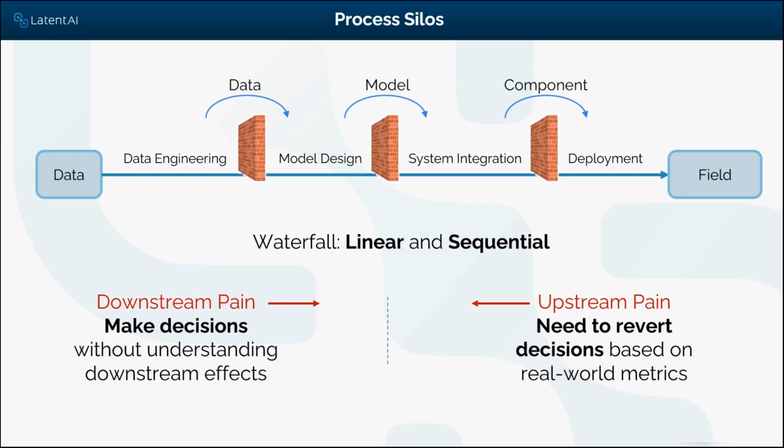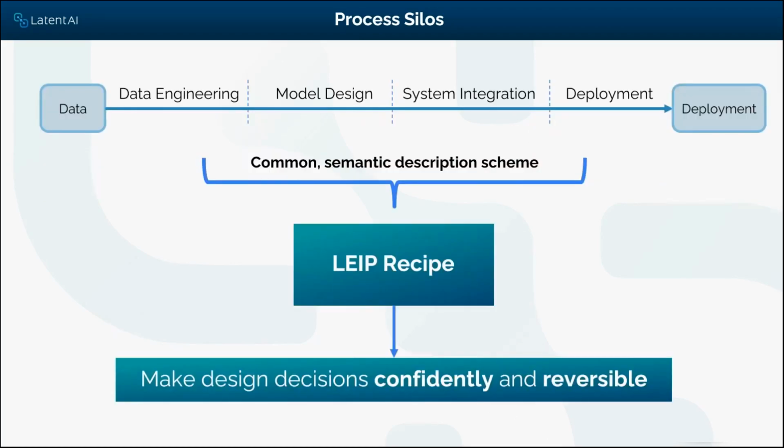How can you improve this interplay of different silos, perspectives, and responsibilities? How do you make design decisions at the right time and right place? This is where LEIP recipes come in. In a nutshell, LEIP recipes allow you to describe system aspects from data to deployment in a semantically meaningful way, where everyone then draws from the same source of truth about the design. As a result, decisions that are made upstream can be reverted more easily once downstream trouble starts, and similarly, downstream insight can be used to revert early design decisions with less friction.